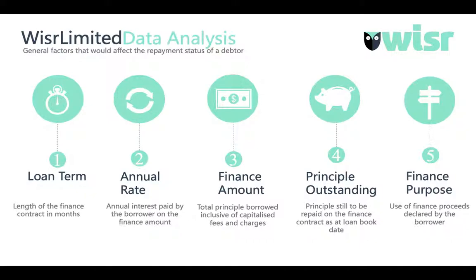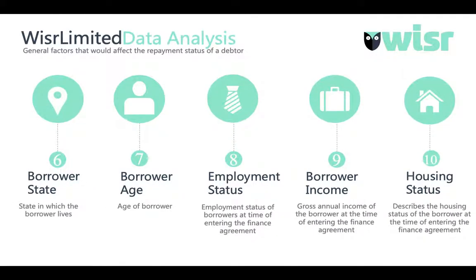Finance purpose is another factor, and it answers the question of what the loan is for. After that, we find borrower state, which refers to the location where the borrower lives. Borrower age is the age of the borrower. Employment status refers to whether the borrower is an employee, self-employed, or doesn't have any employment. Borrower income refers to the gross annual income of the borrower at the time of entering the finance agreement.